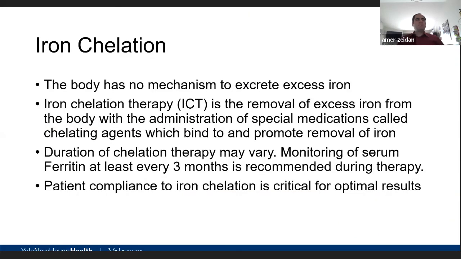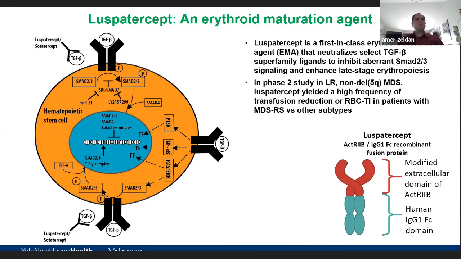So this drug has been tested basically in a large study called the MEDALIST trial, which is a randomized phase 3 trial, and based on the results in anemic patients with ring sideroblast, the response rate was around 40% transfusion independence. So the drug has been approved and now it's available in the US.